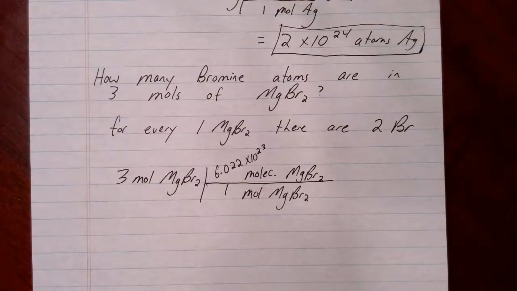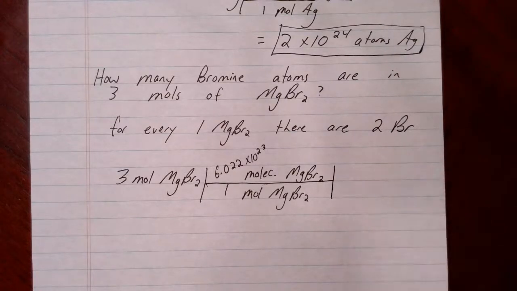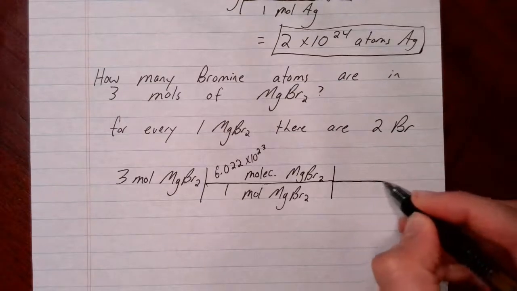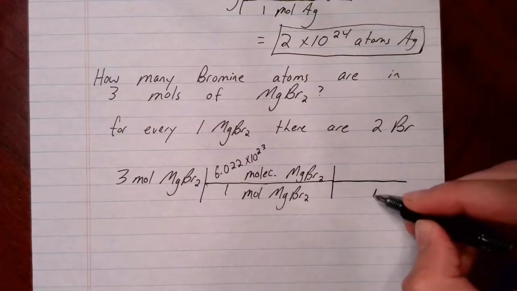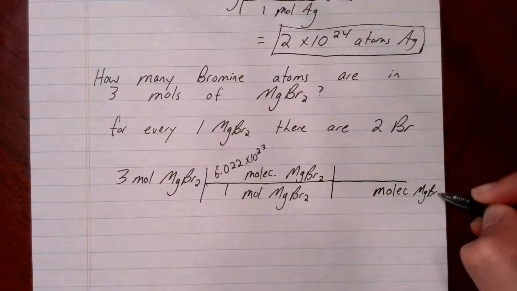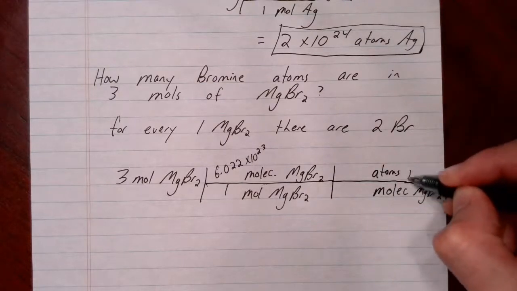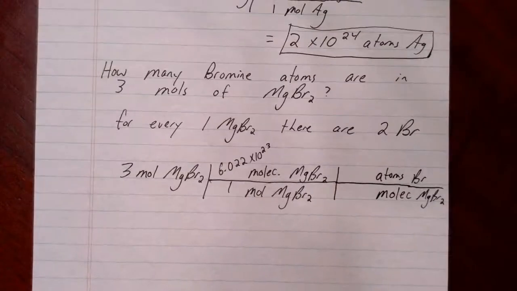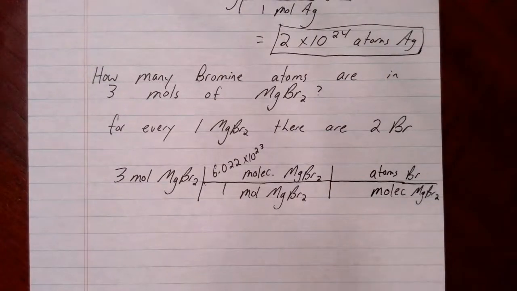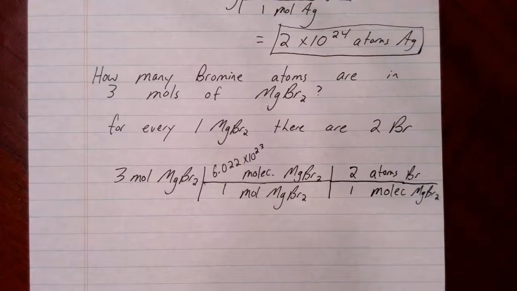Okay? So if I got the answer here, I wouldn't answer the question. That's not what I asked you for. I asked you how many atoms of bromine there are. So I need to do one more step. I need to cancel out molecules of MgBr2. And I need to end up with the final units, atoms of bromine. Do I have a conversion factor to go from molecules of magnesium bromide to atoms of bromine? Yes, I do, and it's right here. There are 2 bromine atoms for every 1 molecule of MgBr2.